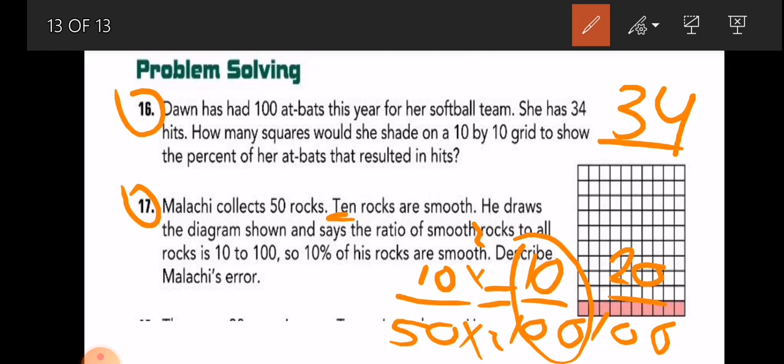Yes, so what is the percent here? 10 out of 50 equals what? We said 20 to 100, so 20%.